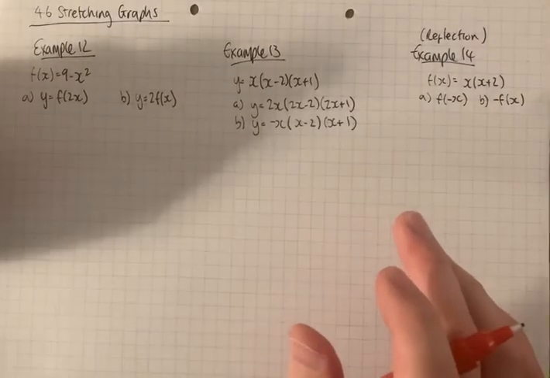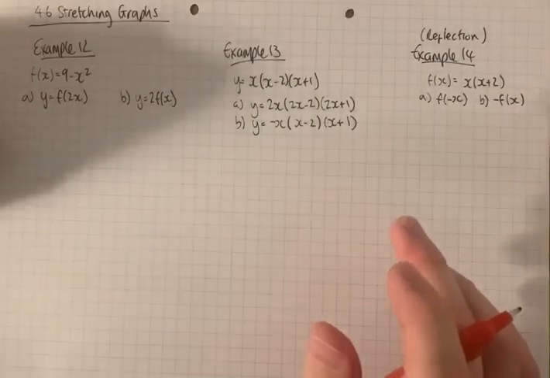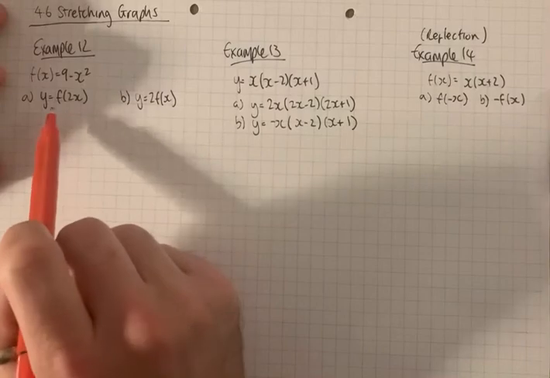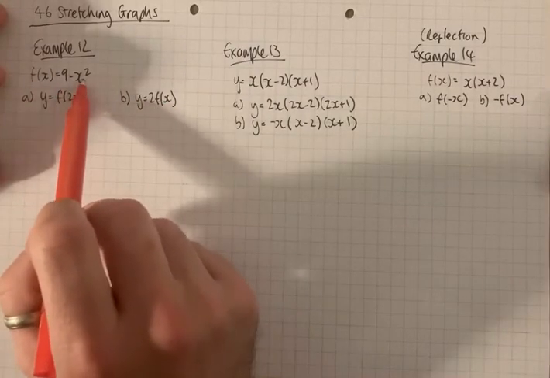The next part of this chapter deals with reflecting graphs and stretching graphs. So in the first question we're asked to sketch the graphs of f of 2x and 2 lots of f of x, where f of x is 9 take away x squared.